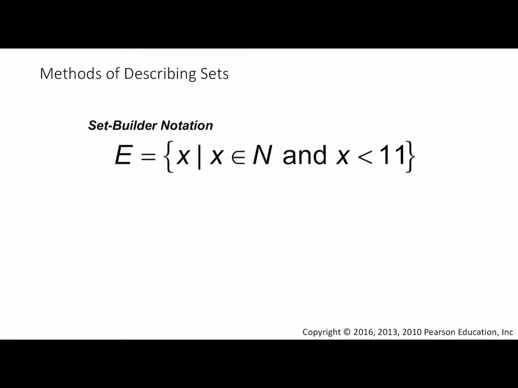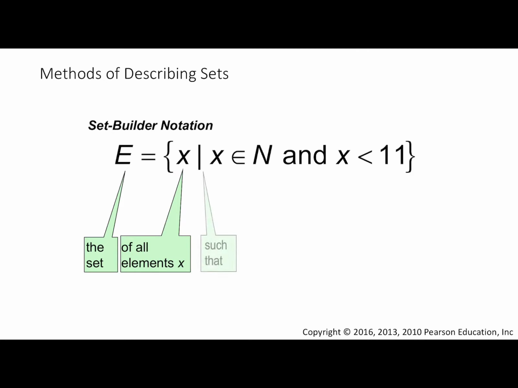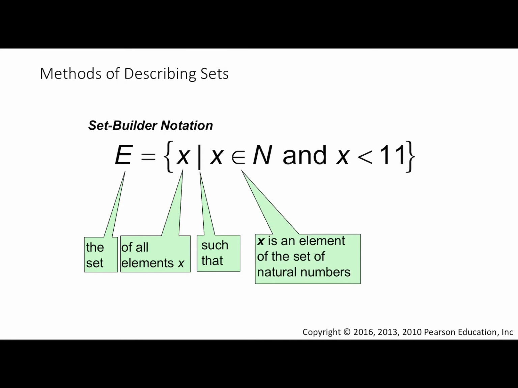Okay, so here's another way of denoting a set. This is called set builder notation. What this notation does is it tells you how to determine what the elements of the set are. So we're going to read it from left to right. E is the set of all elements x. This bar is telling me such that x is an element of the natural numbers and x is less than 11. Okay, so that's how we would read this.